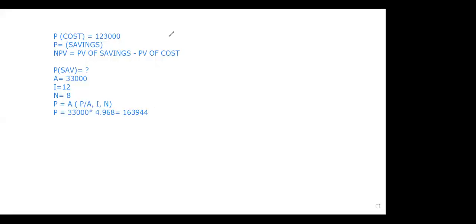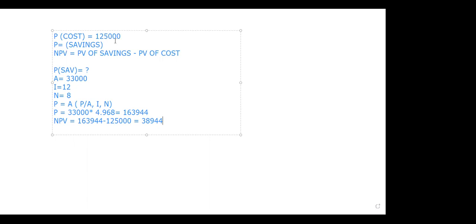So this is it. So it means that the machine is costing 125,000, but it is saving us 33,000 every year. So in 8 years, it would have saved us, bringing it forward, 163,000. It means if we are to do this investment today, the net present value of that investment will now be 163,944 minus 125,000. And that's the NPV. So that will give us 38,944.